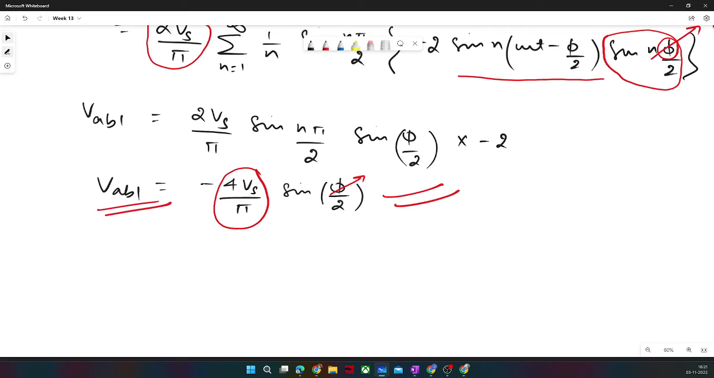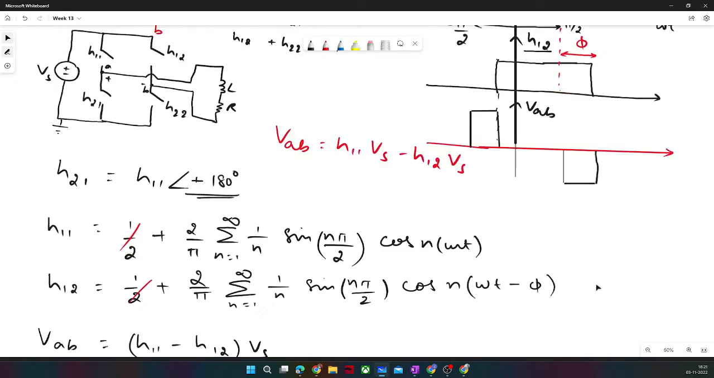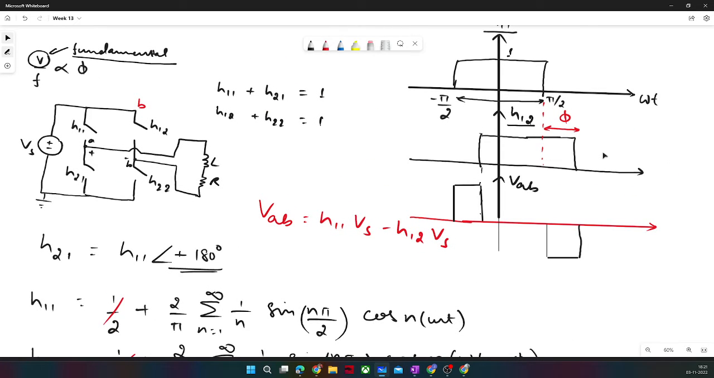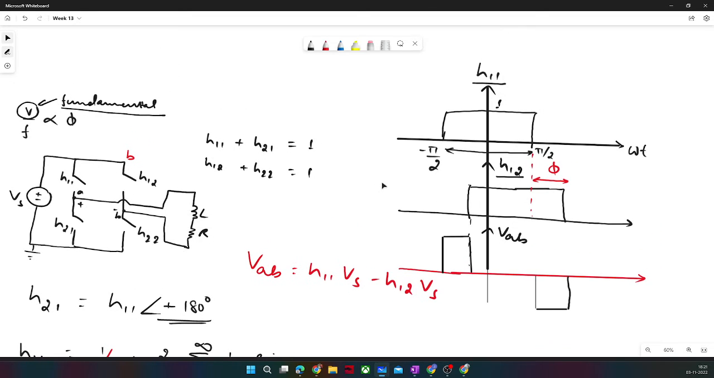But in this method, we do not have much control on harmonics. We can shift phi from 0 to pi only, right? After pi, we have limits. If we shift H12 by more than pi, it will be aligned with H11 and we will not get use of that signal. So basically, there is some limitation of this circuit and not much control on harmonic components.